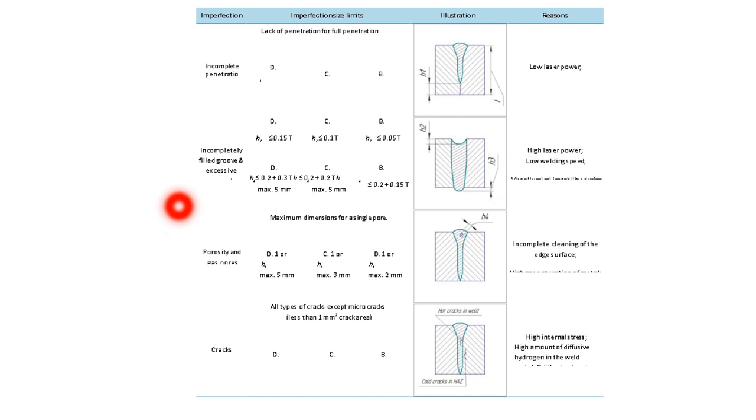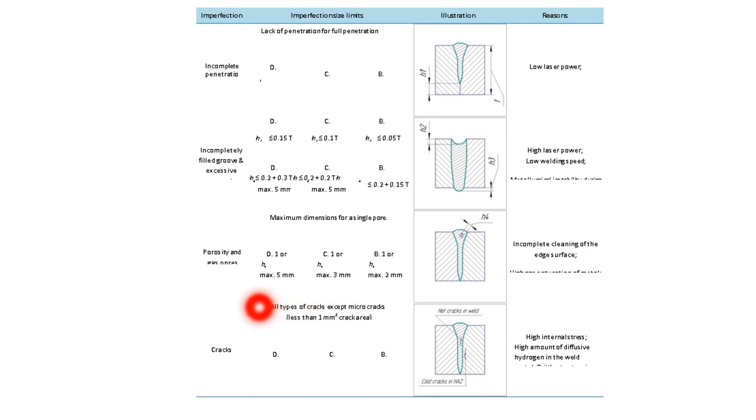The main reason behind the formation of incompletely filled groove and excessive penetration is high laser power, low welding speed, and metallurgical instability during welding. Now we are going to talk about the main reasons behind porosity and gas pores. This imperfection occurs due to incomplete cleaning of the edge surface, high gas saturation of the metal, and high welding speed.